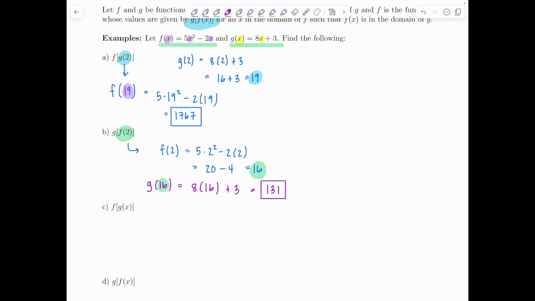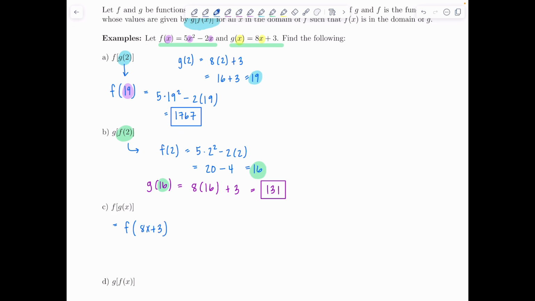Let's try another one. This time, things are changing. Notice I don't have a value or a constant to substitute in for the x here. It just says f of g of x. So you still do the same thing as before. Start on the inside, work your way out. I don't have a number to plug in. So instead, I'm just going to replace g of x with how it's defined right here, 8x plus 3. So I'm going to write f of, no more g of x, I'm replacing it with 8x plus 3.